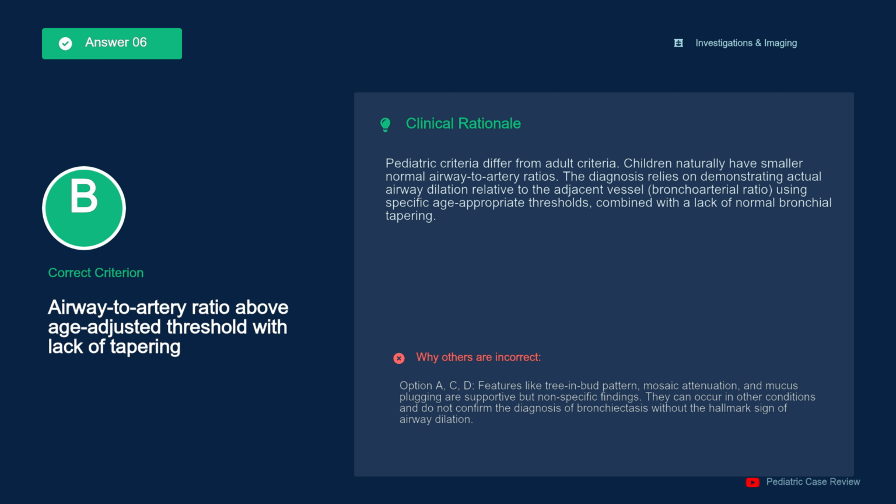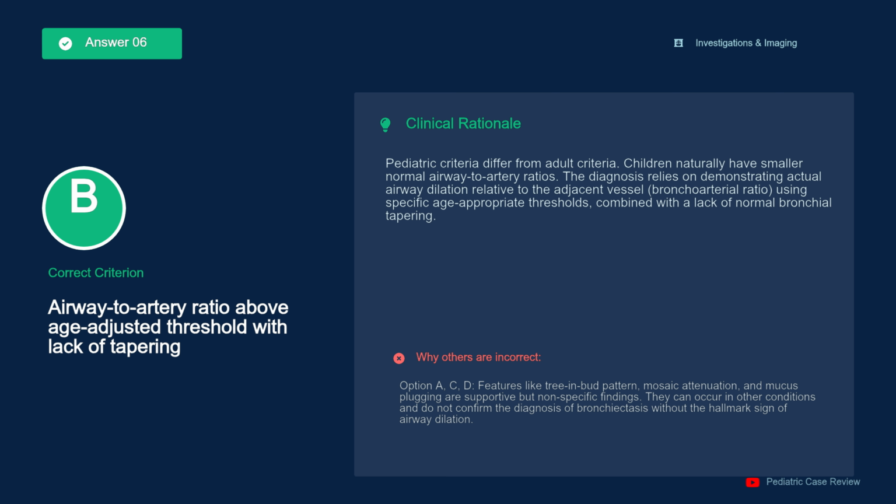The correct answer is B, airway to artery ratio above age-adjusted threshold with lack of tapering. Pediatric criteria for bronchiectasis differ significantly from adult criteria and must account for age-related variations in normal anatomy. Children have smaller airways with lower normal bronchoarterial ratios. Bronchiectasis diagnosis requires demonstration of actual airway dilation, defined as increased airway to artery ratio beyond age-appropriate norms, accompanied by lack of normal bronchial tapering.